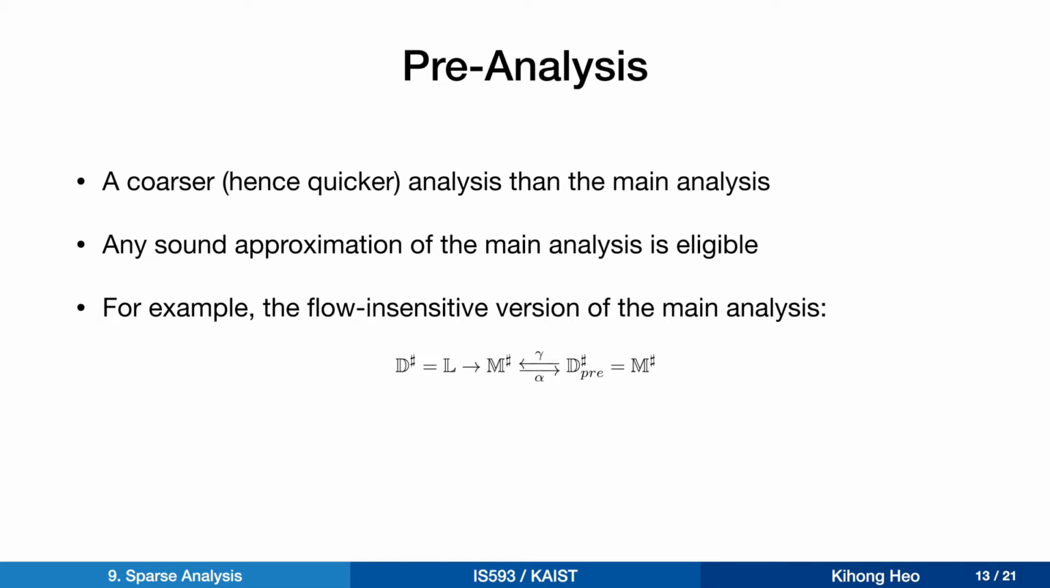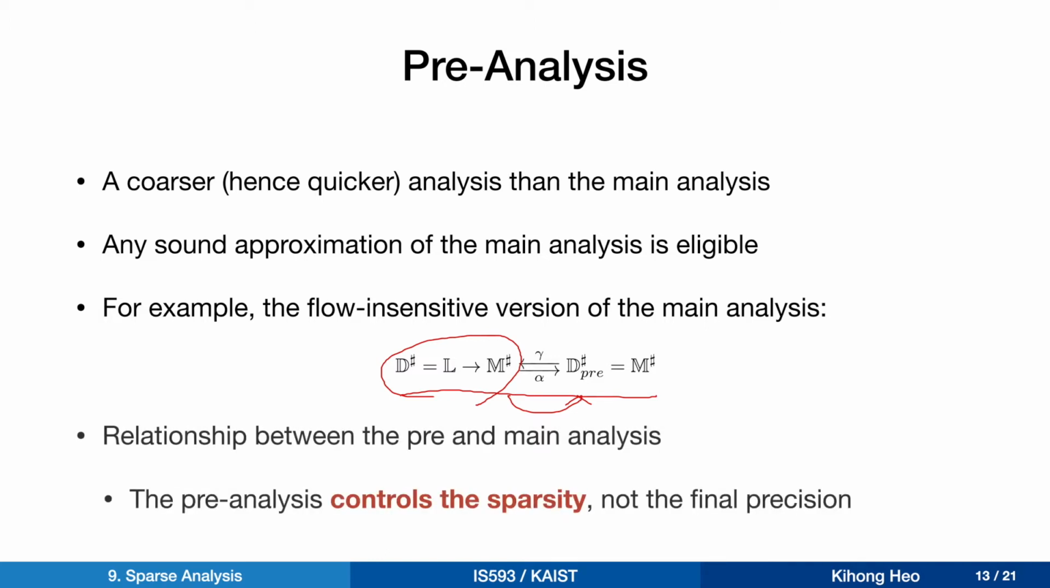Suppose we have this color connection that further abstracts the main analysis to the pre-analysis. As you can see, this pre-analysis is the flow insensitive version of the main analysis. That can be a reasonable choice for a pre-analysis. Here, an important notice is the relationship between the pre-analysis and the main analysis. Which means, what if the pre-analysis is too imprecise?